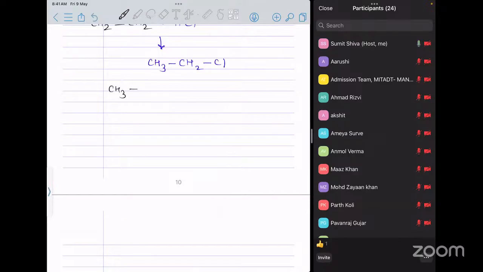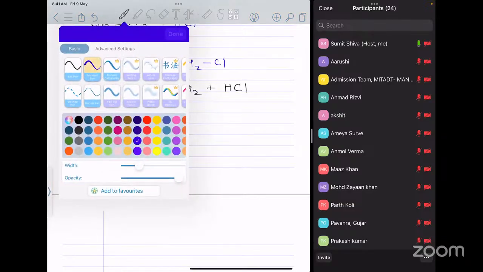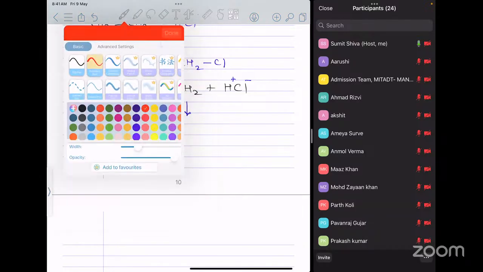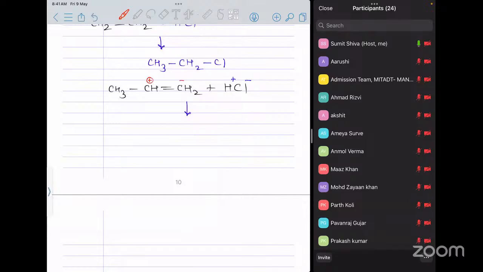Next, let's say we have one more example, which is CH3CH double bond CH2 treated with HCl. What will be the product? This is plus, this is minus. In this case, the unsaturated hydrocarbon is not symmetric. It is unsymmetric. So the carbon with least hydrogen will be positive, and this will be negative. So Cl minus will attack on plus and H plus will attack on minus.